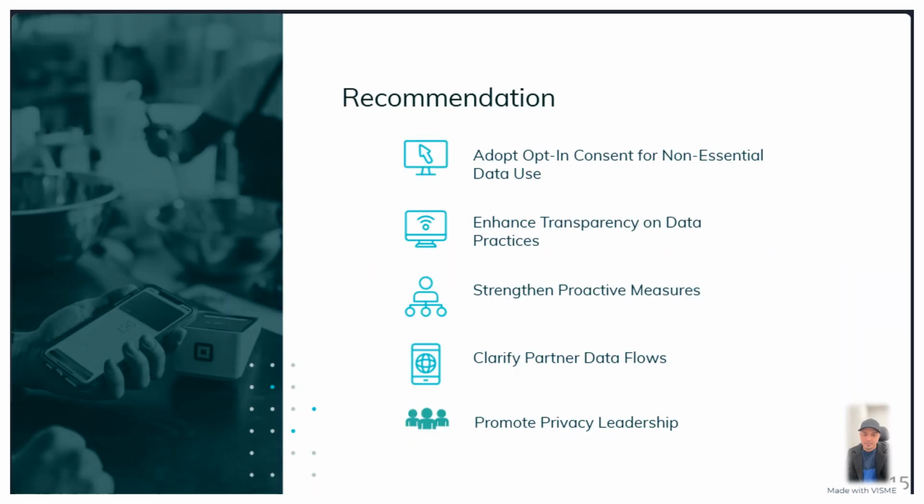As we have discussed the assessment and the implications, we move on to the recommendations. Number one is to adopt opt-in consent for non-essential data use. Number two, enhance transparency in data practices. Number three, strengthen proactive measures. Number four, clarify partner data flows. Number five is promote privacy leadership.